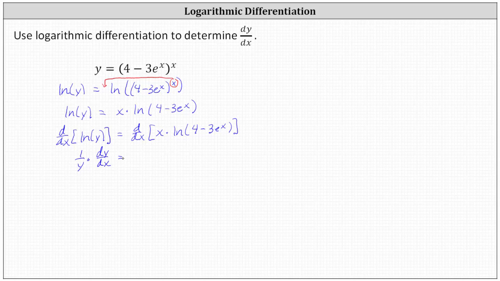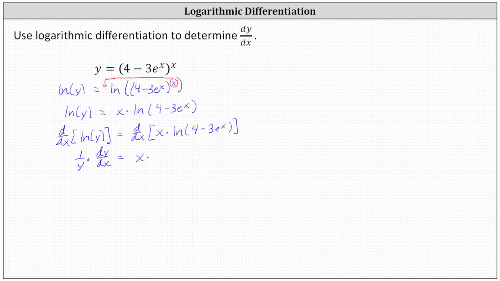Equals, on the right side, we need to apply the product rule to differentiate x times natural log of the quantity 4 minus 3e^x. Applying the product rule, we have the first function x times the derivative of the second function, which is the derivative of natural log of the quantity 4 minus 3e^x, which requires the chain rule to differentiate.